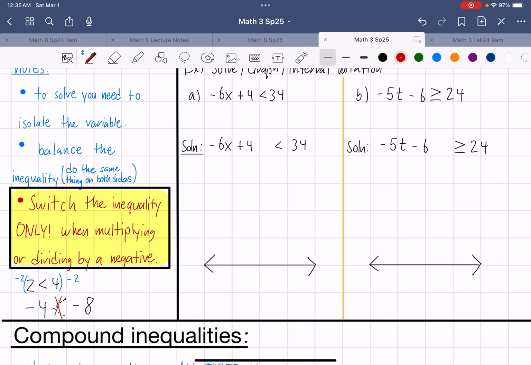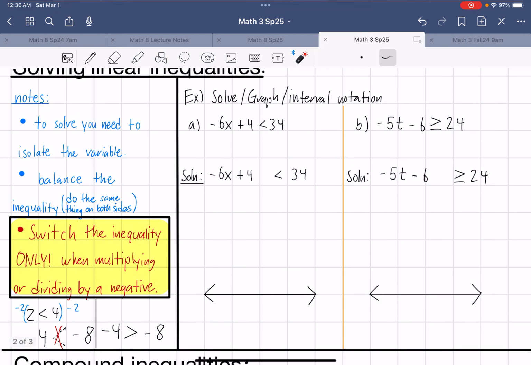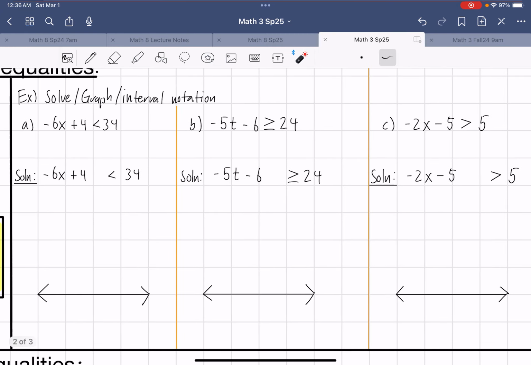It's actually smaller. And this is when you have to switch the inequality so that the statement is now true. Negative 4 is bigger than negative 8. And that happens every time you either multiply or divide by a negative, and you'll have to switch the inequality. So let's do some examples going through all these problems.